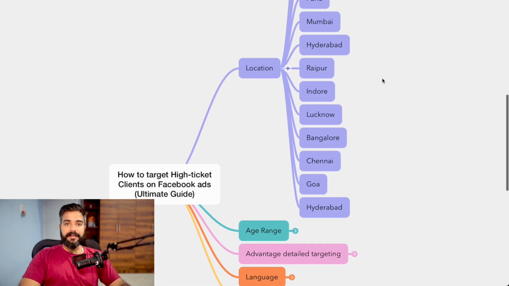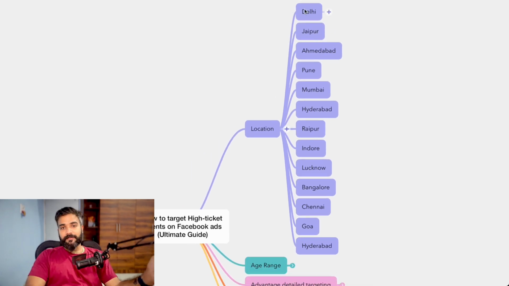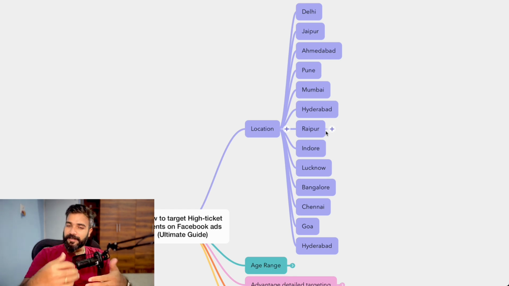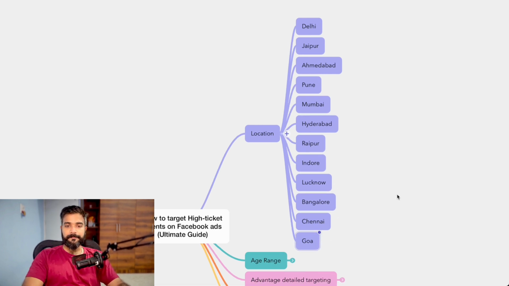In India, what I've seen is these metro cities specifically are some of the best options to find high ticket clients, like Delhi, Jaipur, Ahmedabad, Pune, Mumbai, Hyderabad, Raipur, Indore. Not everyone is a metro city, but these are progressing cities. Lucknow, Bangalore, Chennai, Goa. Surprisingly, I got a lot of customers from Goa, and Hyderabad is repeated, so I'll just delete this one. Right, there we go. Now, how do you do it?